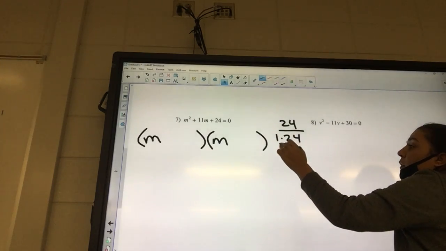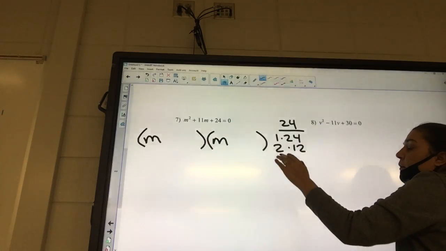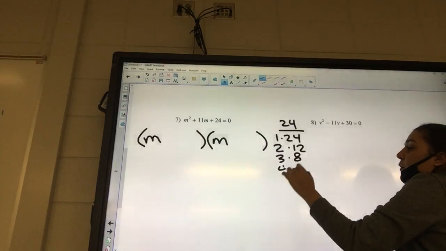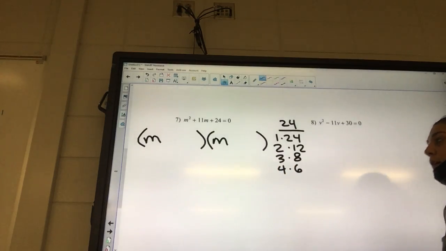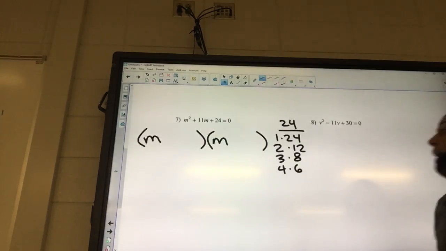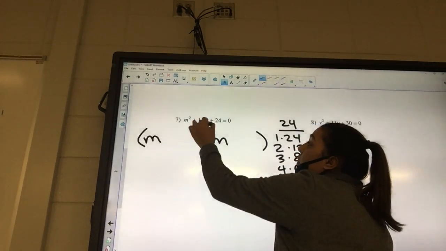2 and 12. Does 3 go in? Yes, 3 and 8. Does 4 go in? Yes, 4 and 6. Not 5, and so we can stop. Okay, we need something to add or subtract to give me what? 11.